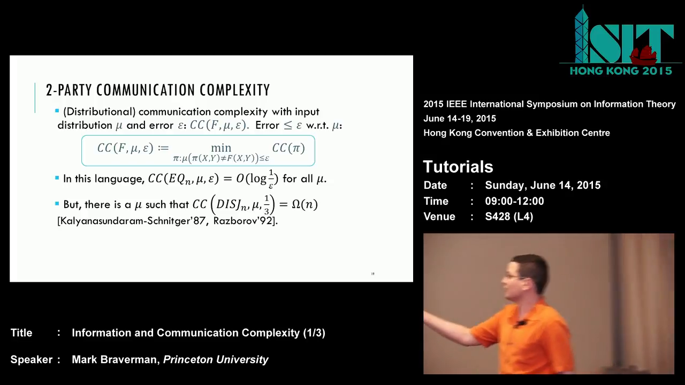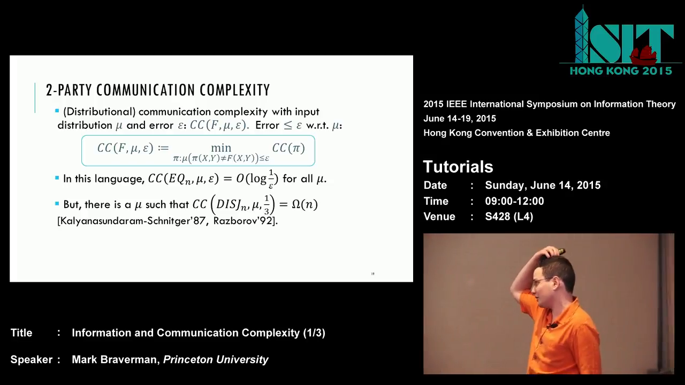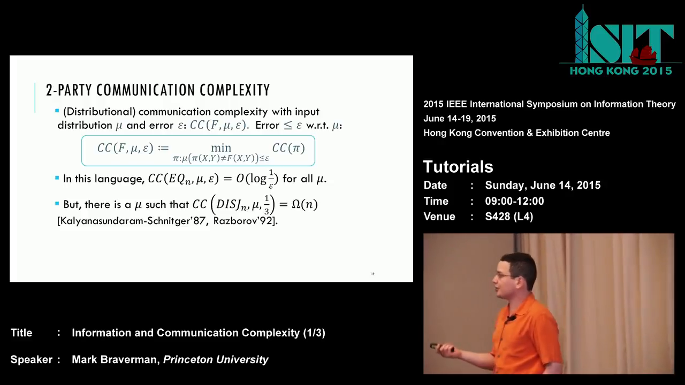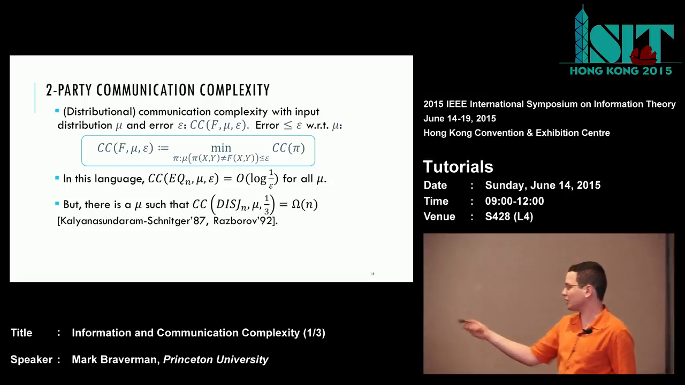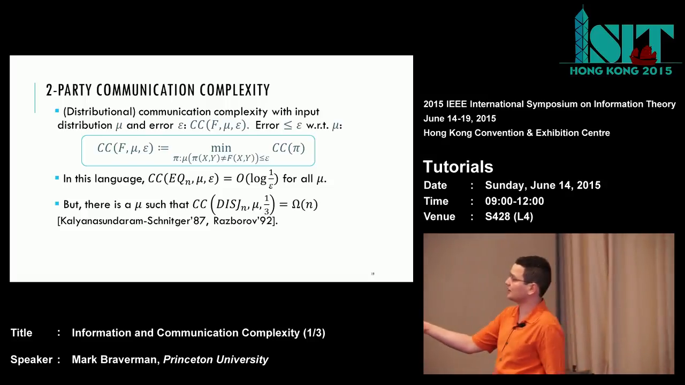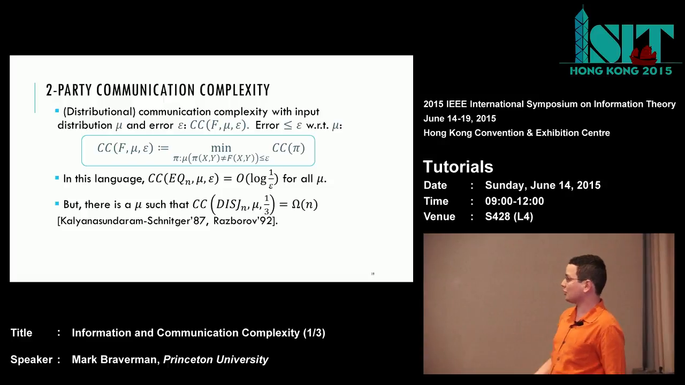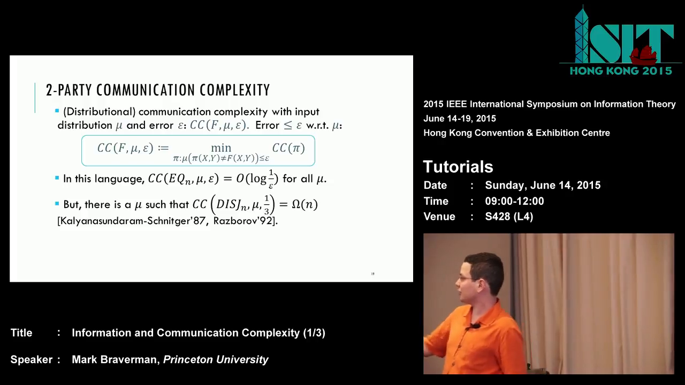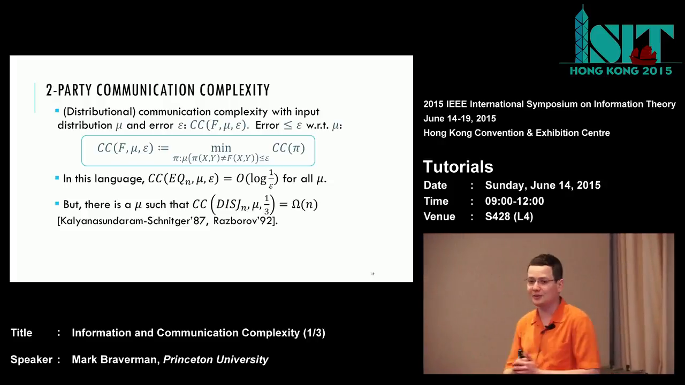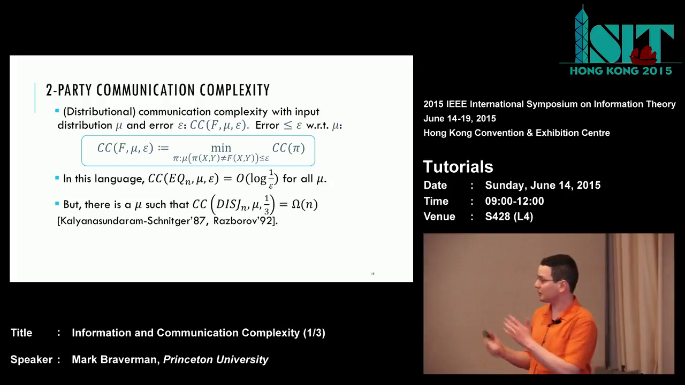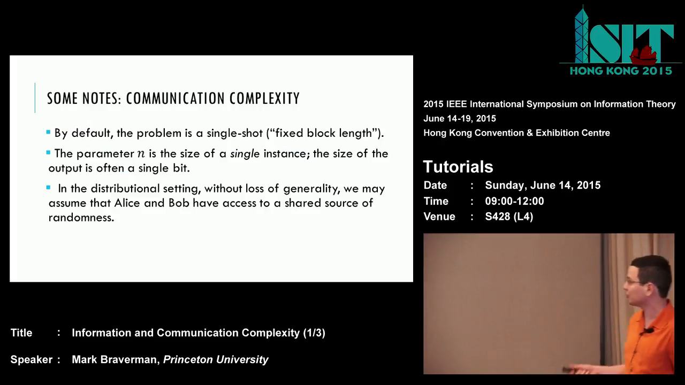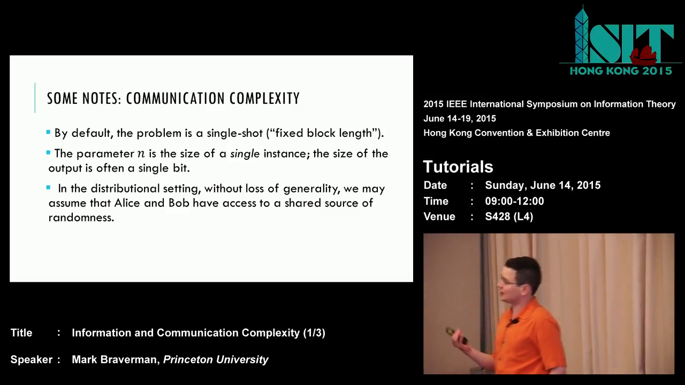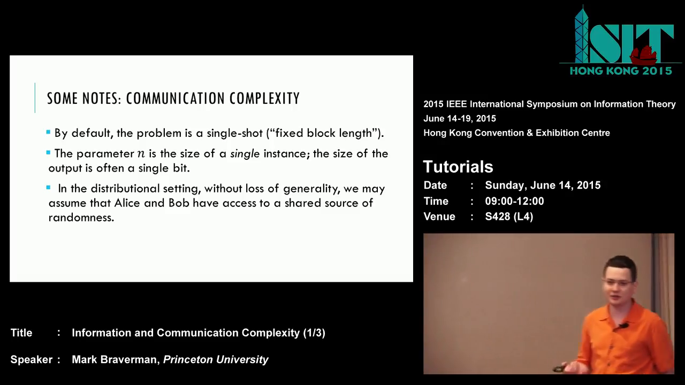OK, so as I mentioned, in this language, the communication complexity of equality is log 1 over epsilon for all mu's. And it's actually a theorem, one of the classical theorems in communication complexity, that there is a distribution such that the communication complexity of disjointness is linear. So you need some constant times n communication to solve disjointness. We'll actually find out what the constant is later in the tutorial.